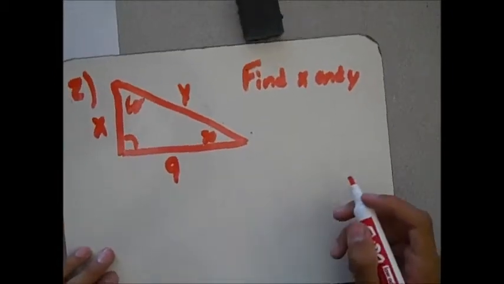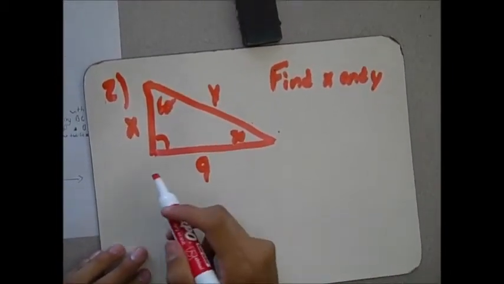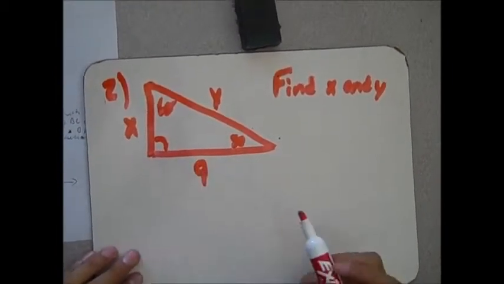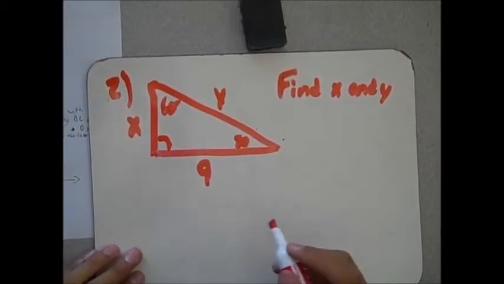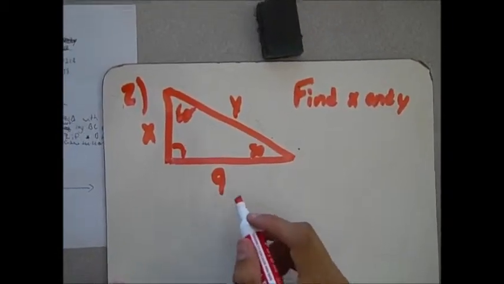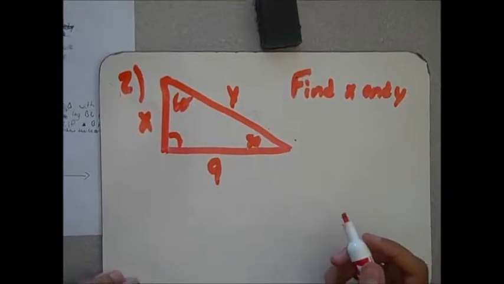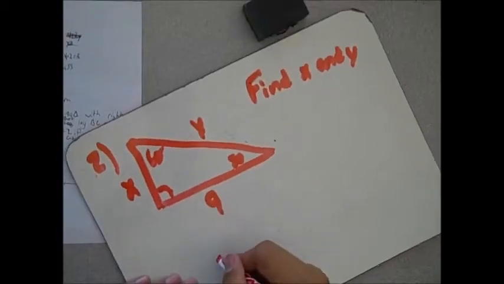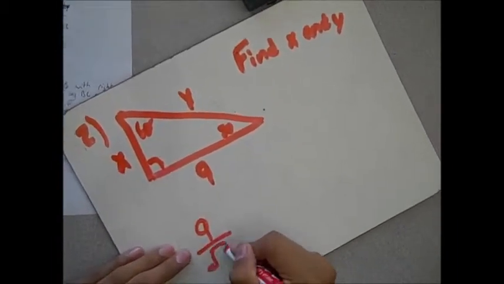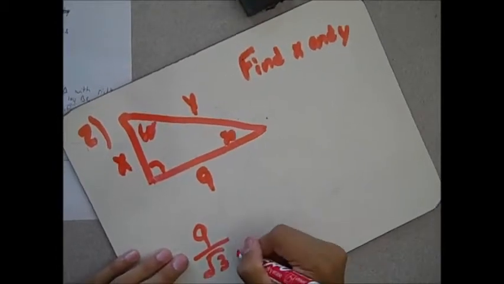Okay, now we're going to get a little more complex. Because this is your long side, because it's opposite from the 60-degree angle, you would attach the root 3 in the rules. But since there's no root 3 attached, you can't use the tricks. So what you do is you're going to divide by root 3. So 9 over root 3. Since you can't have a root on the bottom, you're going to multiply.